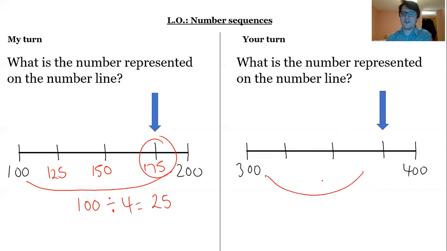Similar thing here, you have a go. I'm not going to give you so much help this time. Something divided by something, and then work out what you're counting in and what the arrow is going to be. Pause the video, come back when you're done.